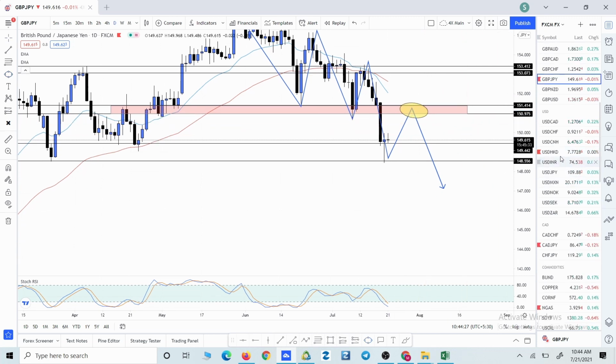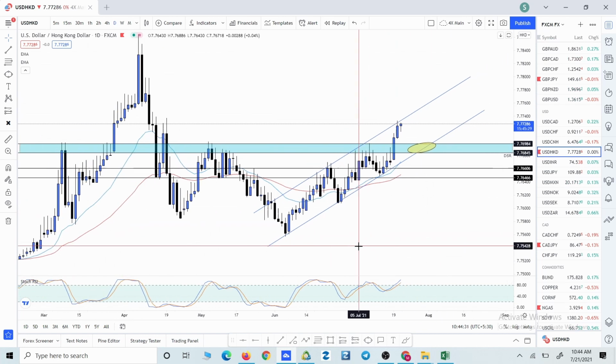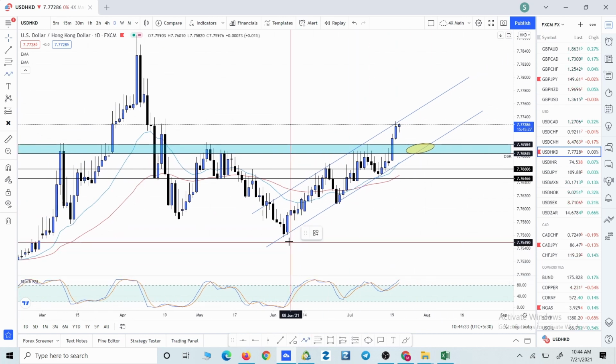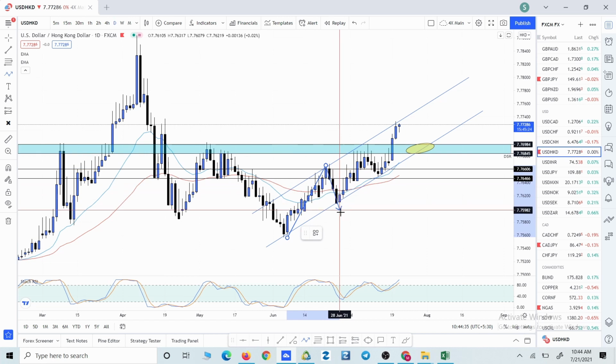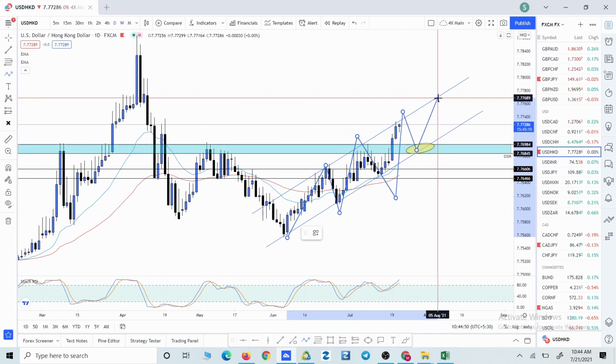Now let's move to the next pair, which is going to be USD Hong Kong dollar. As we can see, price is consistently making higher highs and higher lows. Starting from here, we have the high, high, low, high, high, high, low, and now we are making a higher high. So as price already broke above and closed the previous high, we are waiting for a retracement back into this high confluence zone to go long.